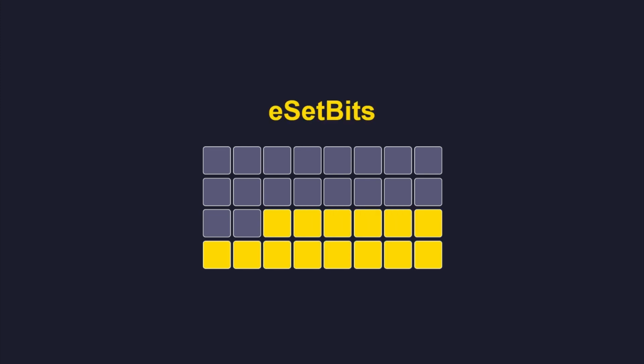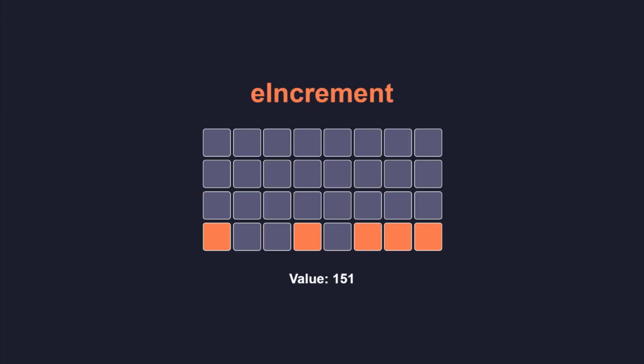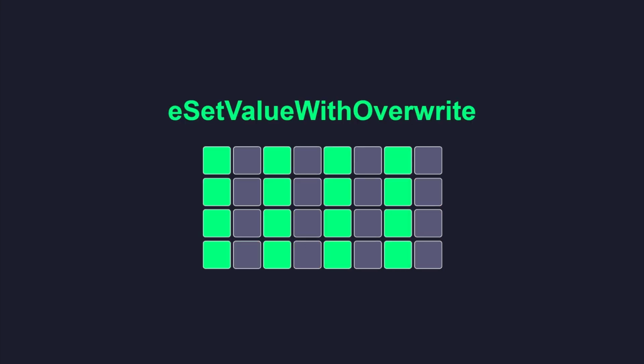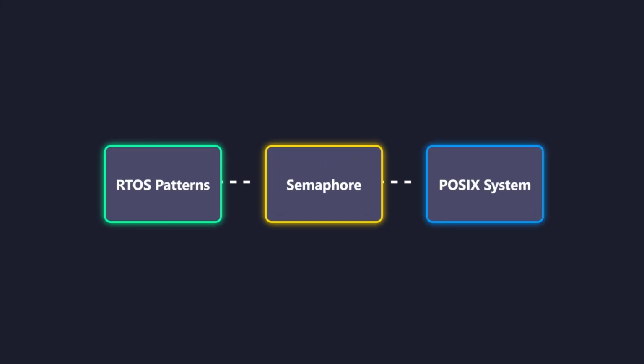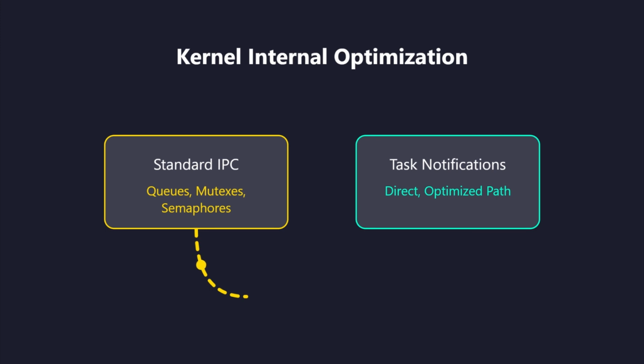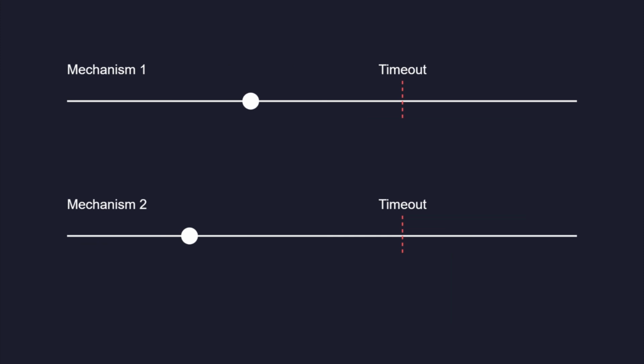The eNotifyAction enumeration includes options like eSetBits, eIncrement, and eSetValueWithOverwrite to define how the 32-bit value is updated. Semaphores follow the more traditional real-time operating system design patterns, making code slightly more portable to other operating systems like POSIX. The FreeRTOS kernel uses the task notification mechanism internally for several features because it is the most optimized path available in the source.